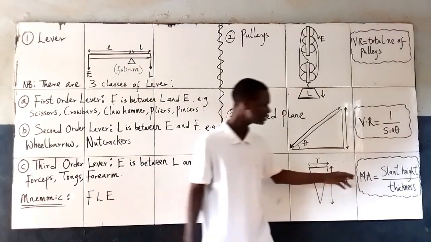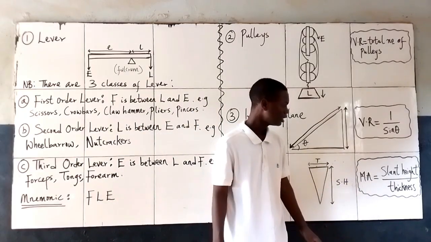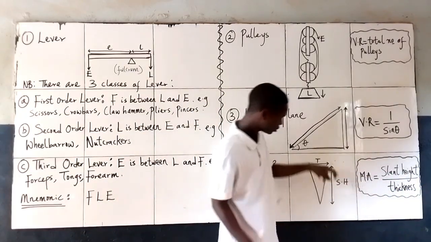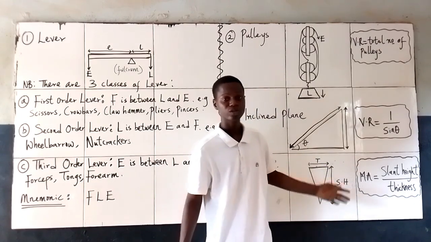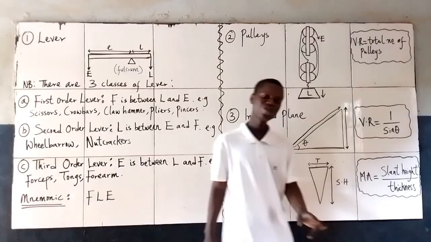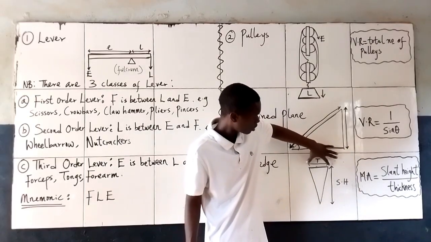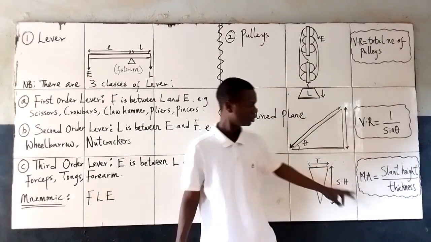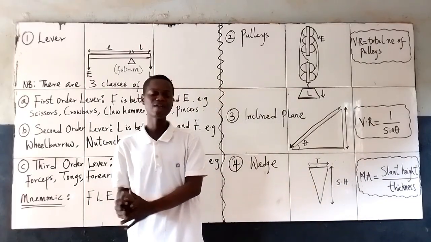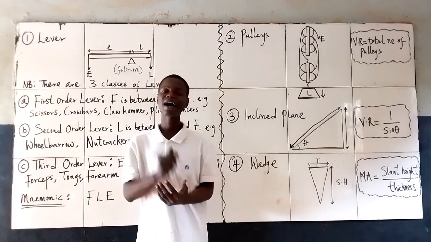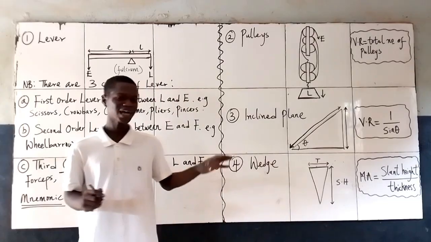The formula is the mechanical advantage of a wedge is equal to the slant height over the thickness. You are seeing it symbolized by this. So whatever is the length of this part, you will put it up here, and whatever is the value they put here for the thickness, you will put it under. So if you do your division, whatever you get will stand for your mechanical advantage. Okay? That is how it works.